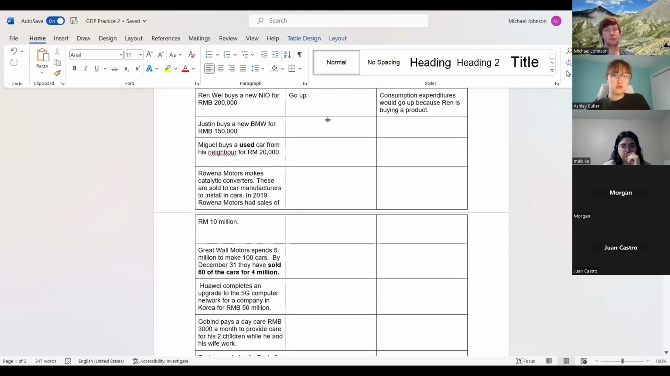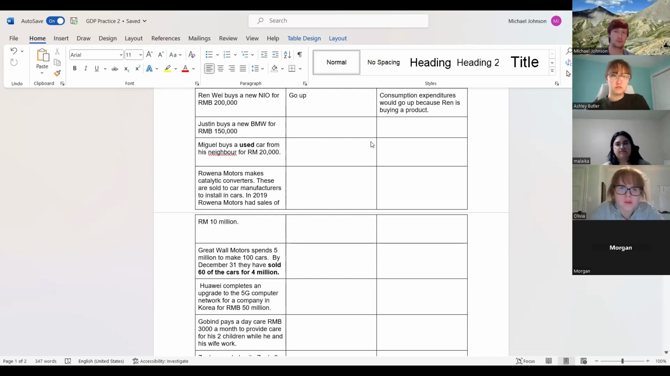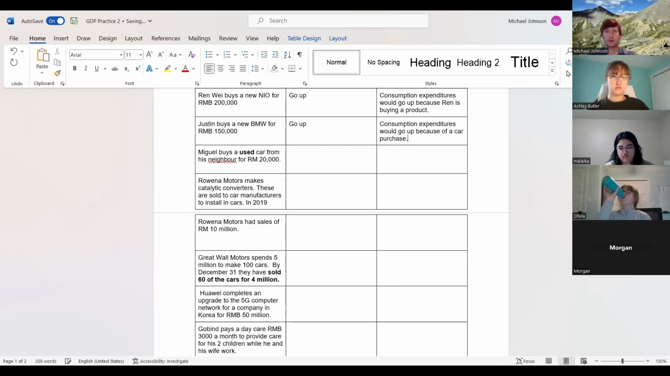So Justin buys a new BMW for 150,000 RMB. Does Olivia want to try this one? I think it would go up and be consumption. Yes. Excellent job, Olivia. Thank you.